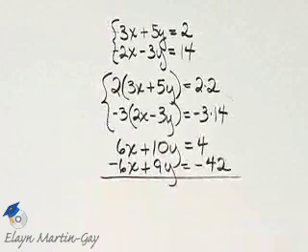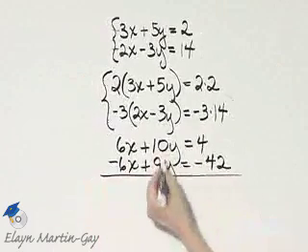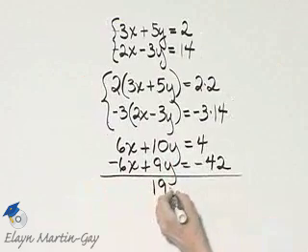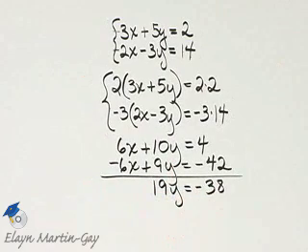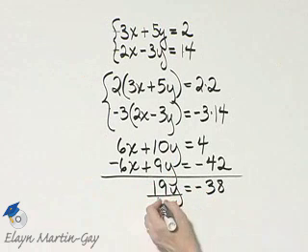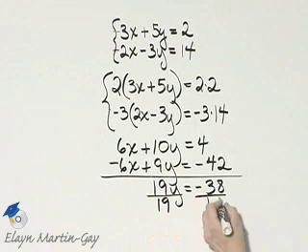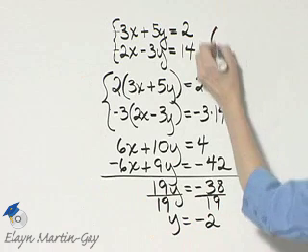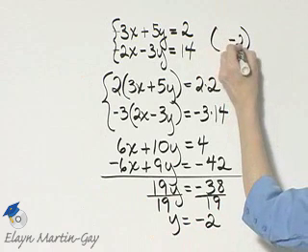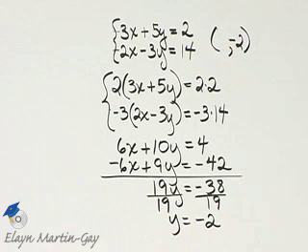These x's subtract out, and I'll have 10 and 9. I'll have 19y is equal to negative 38. And now we can solve for simply y. We'll divide both sides by the coefficient of y, which is 19, and we'll have that y is negative 2. That is the y value of the ordered pair solution of the system.